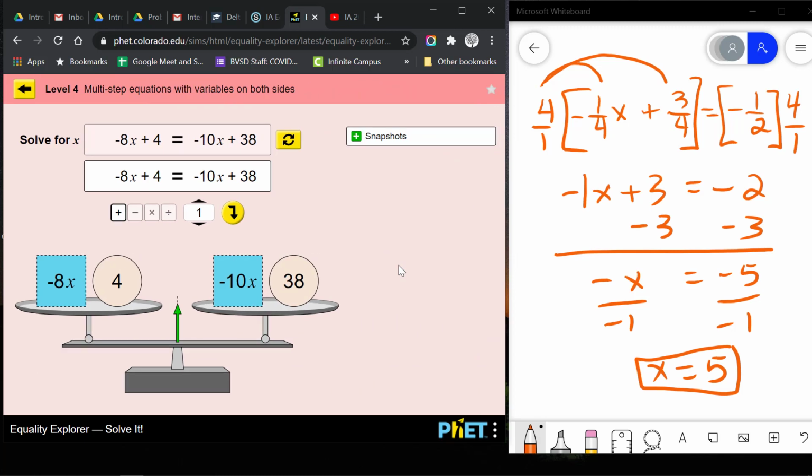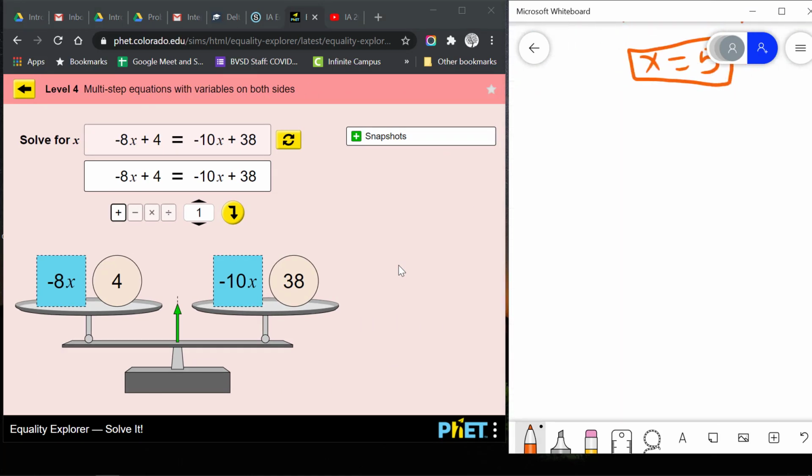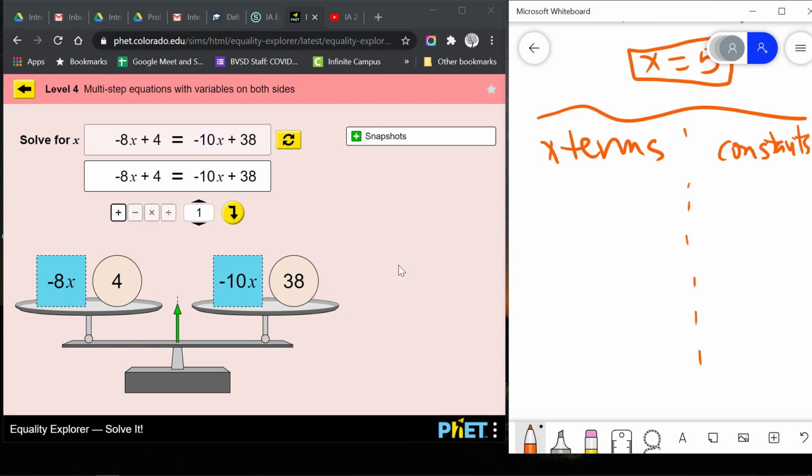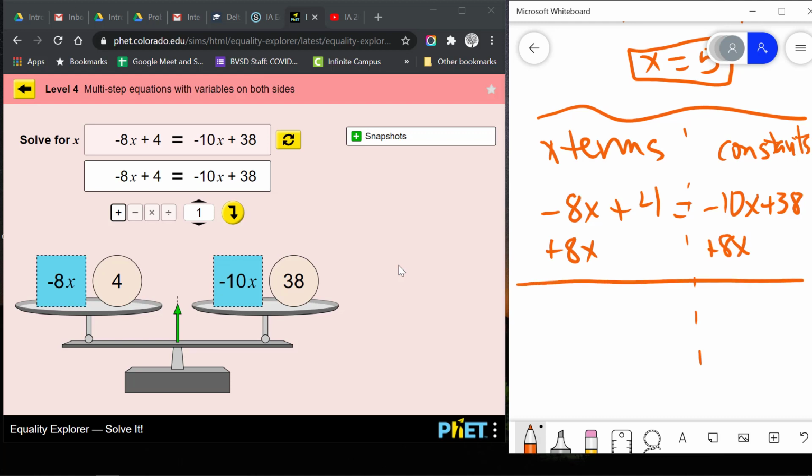Let's take a quick look at level 4. So this has x's on both sides. When you have that, you want to gather all the x terms on one side and the constants on the other. And it doesn't matter, it could be the left or the right. You can get the x terms on either side. And I'll go ahead and add 8x to both sides. And actually that's going to end up with all my x terms on the right side, but that's fine. I've got 0 here, now I've got 4 equals negative 2x plus 38.